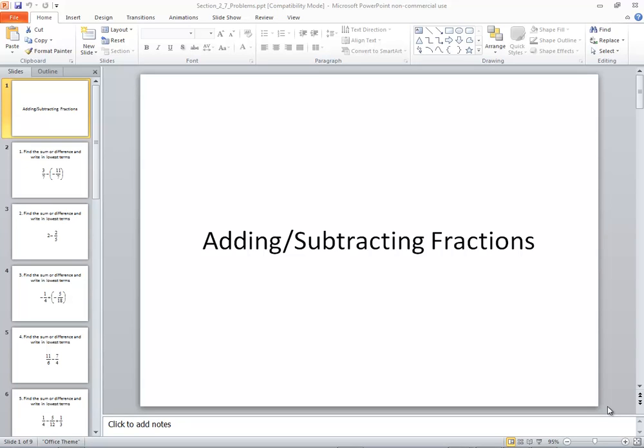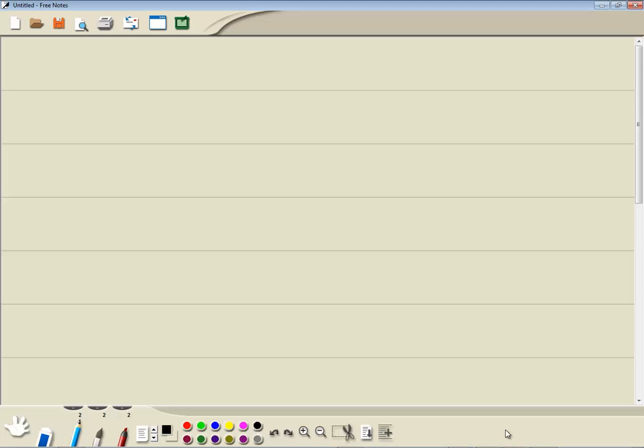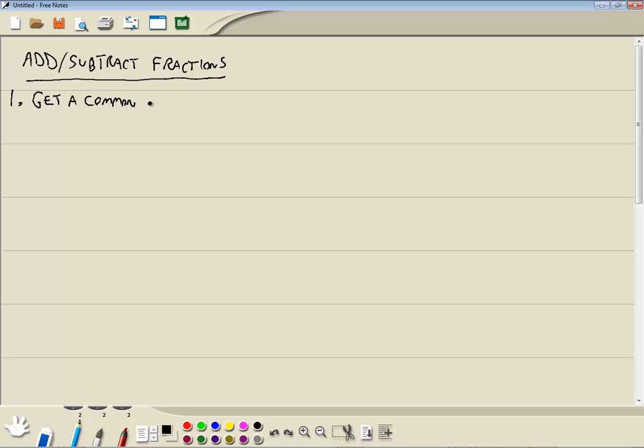Let's take a look at adding and subtracting fractions. And I'm going to give you a step-by-step approach on this. So we're going to add or subtract fractions. Now step 1: get a common denominator. Now that step isn't as simple as it just sounds, but we'll talk about that.